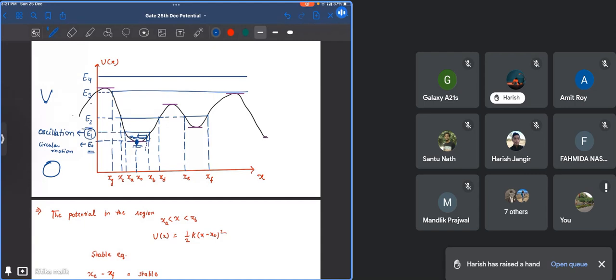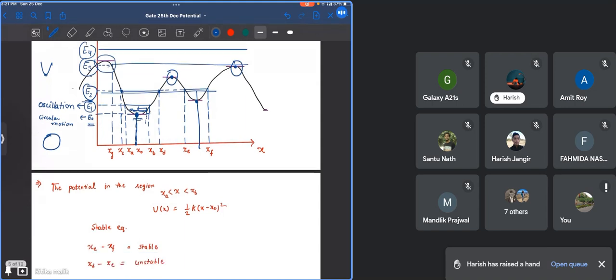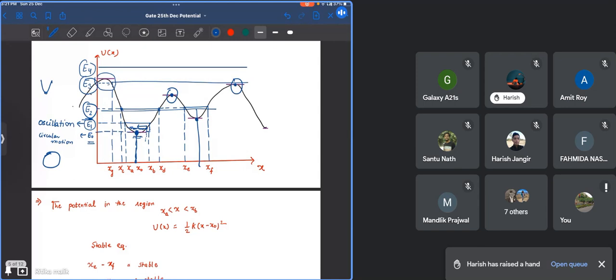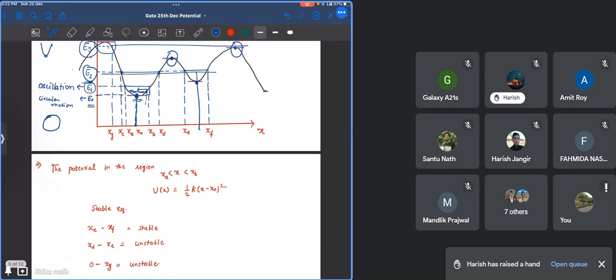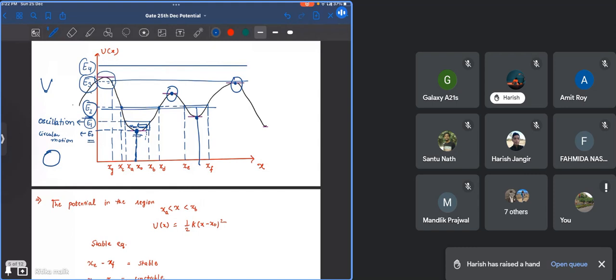And if you have E2, then there are two stable equilibrium points, one at this position x naught, and since energy E2 is here, you have another position here. So with E2 you again have oscillation, but this time you have two stable equilibria. If your energy is E3, then you have one unstable equilibrium, and another one here, but this one is not possible. This is possible only for E4. So you have to see what your total energy is and what your potential energy curve is showing you. That will help a lot when you are doing a GATE problem.